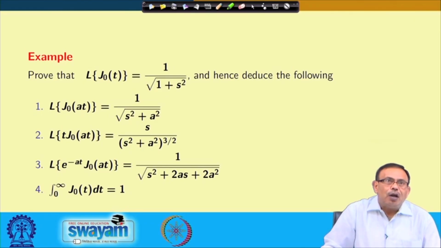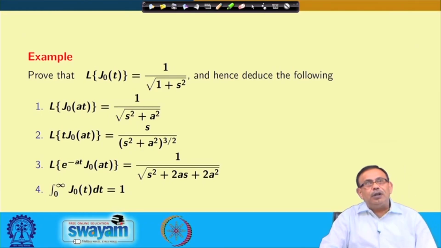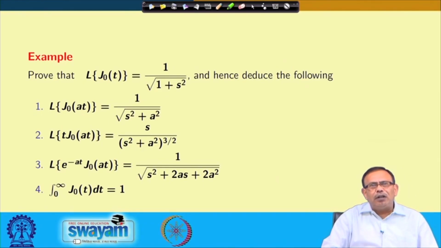Now, we want to find out a long example we are taking. First, we will prove that the Laplace transform of J0(t) is 1 by root s square plus 1. From there, we will try to find the Laplace transform of J0(at). Then we will go through the Laplace transform of t J0(at), also the Laplace transform of e to the power minus at J0(at). And if I integrate J0(at), that is, 0 to infinity J0(at) dt.